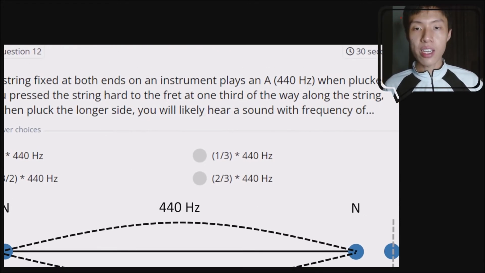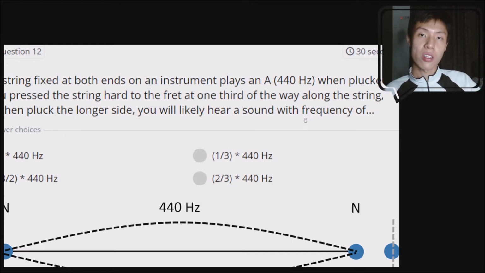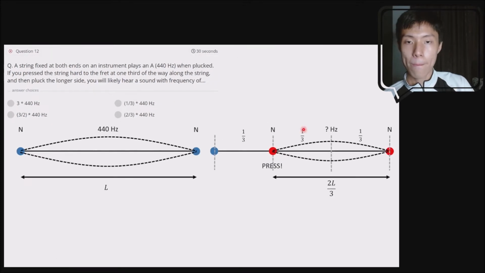Okay, so now they ask you, you will likely hear a sound with a frequency of how much. That's what the question is asking for. Okay, so how do you approach this question here? We need to determine the lambda, and we not necessarily need to determine lambda. Let's work through it together.